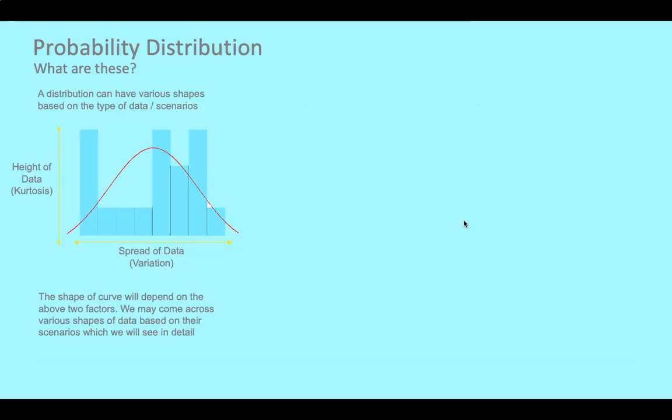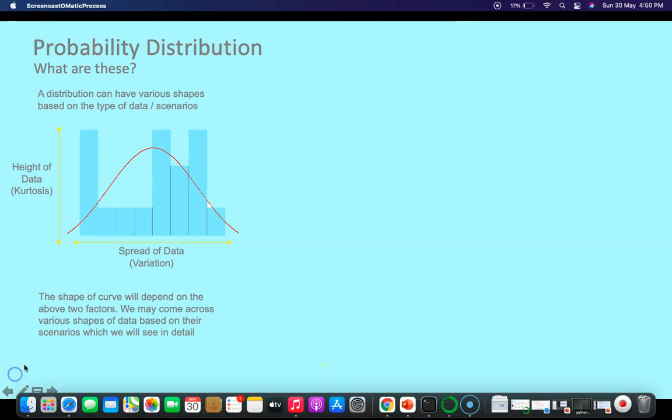Now, we can understand that probability distribution gives us a status, and can have multiple different types of distribution. Our data can have various shapes based on types of data and scenarios, and it is based on the spread or variation of data, and on the height of data, which is also called kurtosis. So the shape of a curve will depend on these two factors. We may come across various shapes of data based on the scenarios.